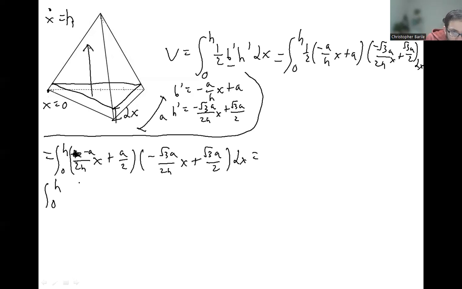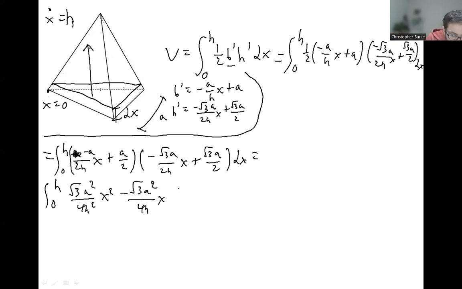So first, we have 2 negatives, so that's going to give us a positive value, √3a squared, a times a, over 4h squared, x squared. And then we can do this term times that term. That's going to get us negative √3a squared over 4hx.